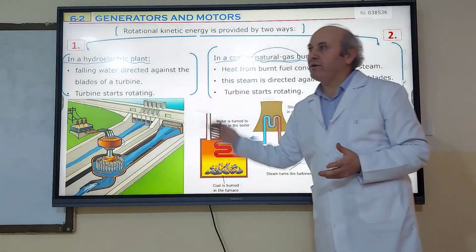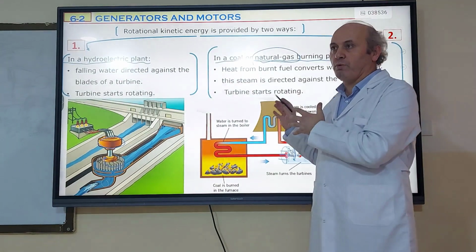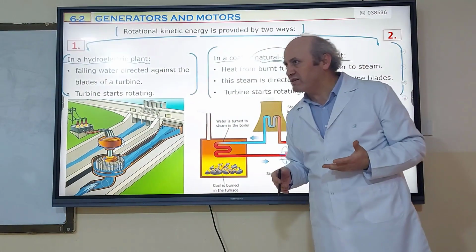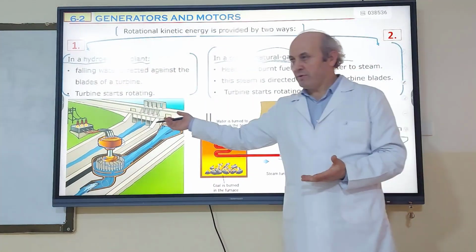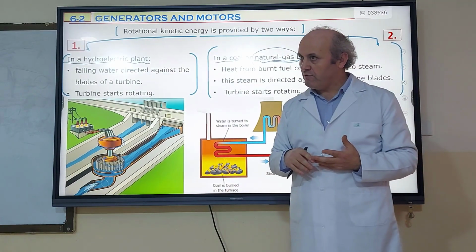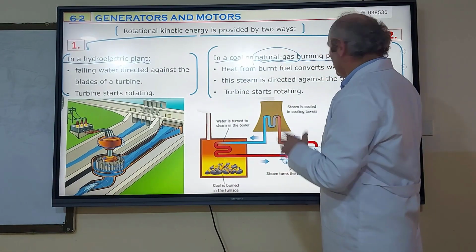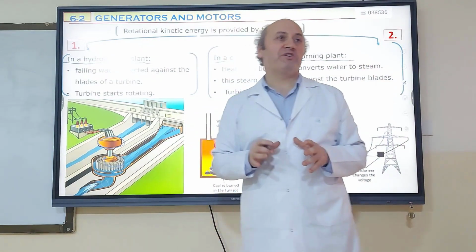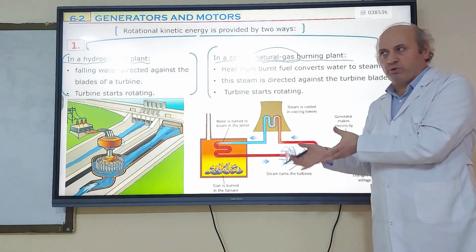So these two are the systems, the methods which are explained in your book, but of course there are other alternative methods. Wind can also be used for rotating the generator's coils, and windmills can be used for producing electricity from wind. So the basic idea is to rotate the generator's coils inside a magnetic field by some method. What method you are going to use is up to you.